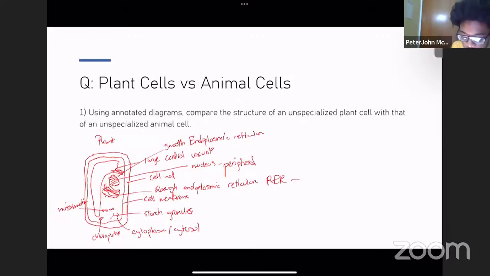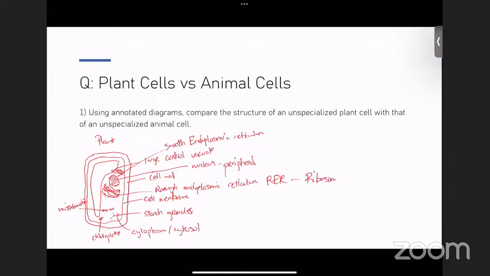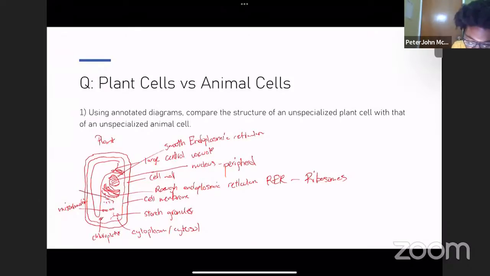What is on the surface of the rough endoplasmic reticulum? Do you guys know? I don't think we do that at this level. Oh, all right. What makes it rough is ribosomes. You have ribosomes on the surface, and you also have free ribosomes in the cell. You have ribosomes. What else?